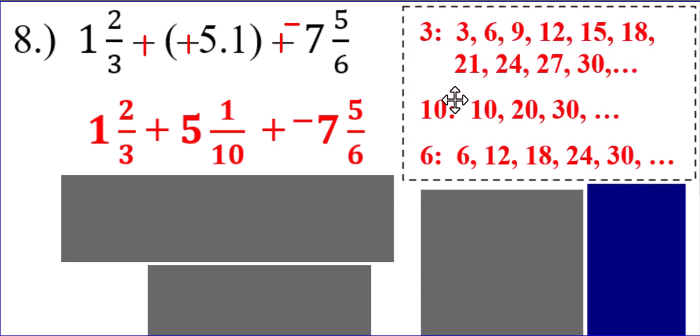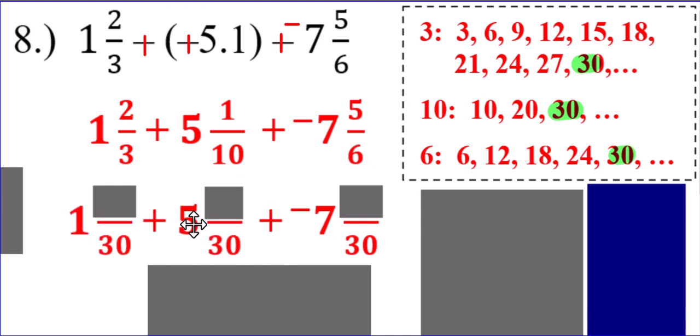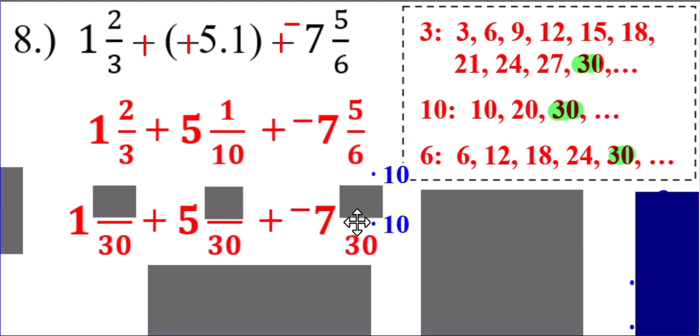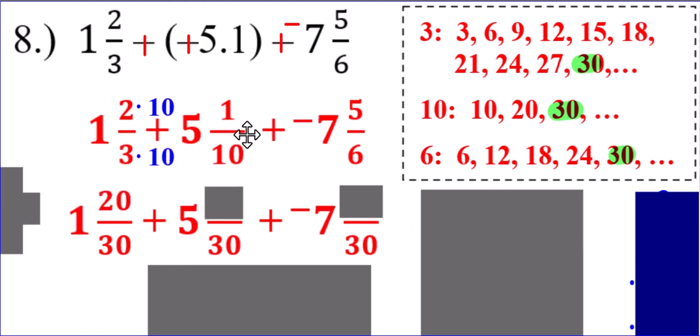And now I got to think about multiples of 3, multiples of 10, multiples of 6, and the lowest common multiple that these 3 denominators could have is 30. So what I do is I rewrite the entire problem with 30ths. 3 times what is 30? That would be 10. So you're going to multiply the numerator times 10 as well. That's going to give you 1 20/30.